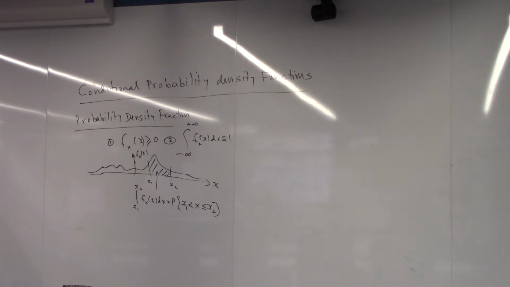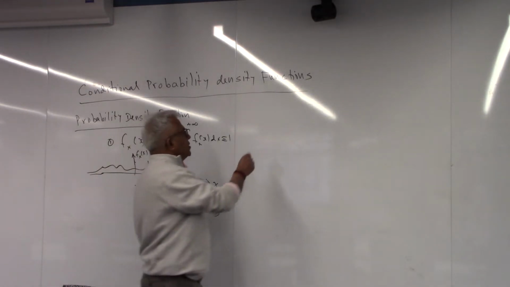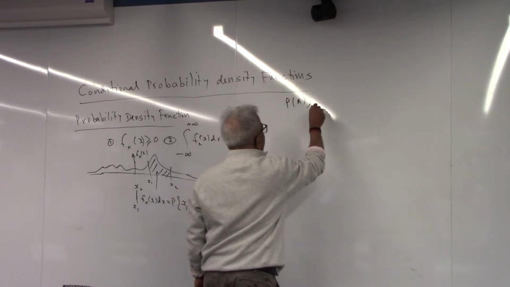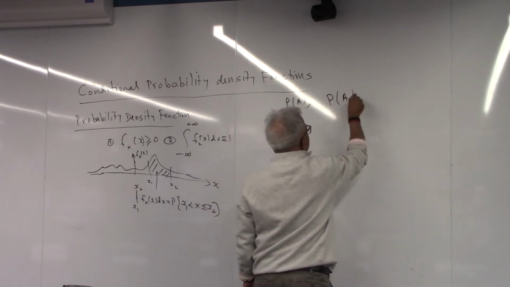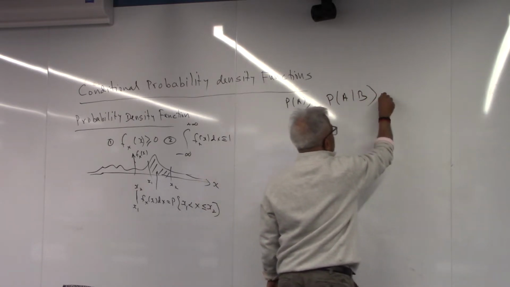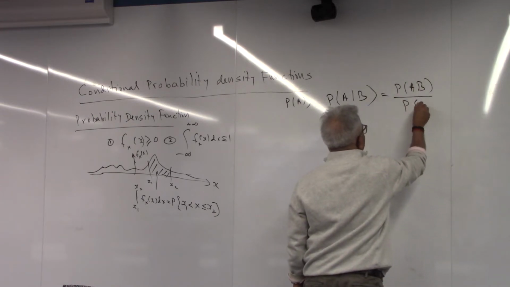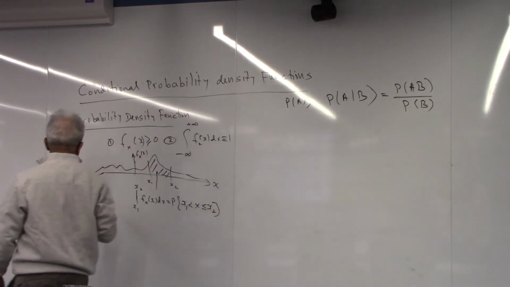Now we want to update this information in case some other event occurs. So to do that, we go to the definition of conditional probability. So we have P(A), and then we have probability of A given B. So that's going to be, by definition, P(AB) over P(B). So we want to make use of this to update the information.